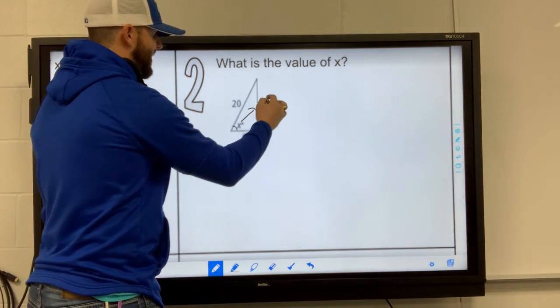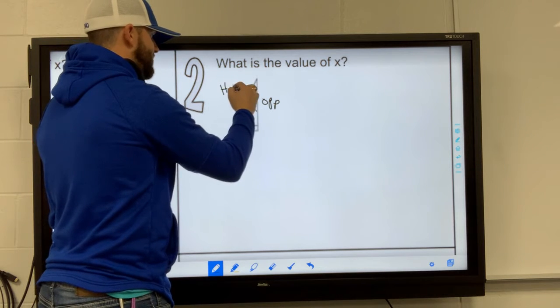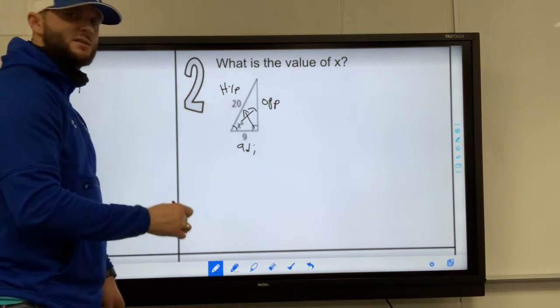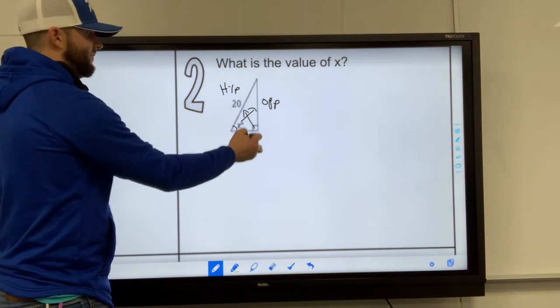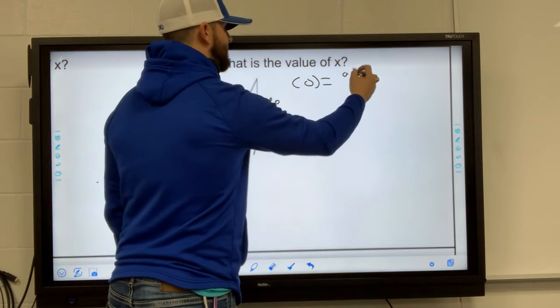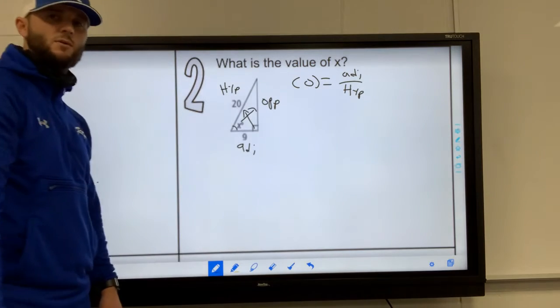So opposite of x is your opposite side. Opposite of the 90 is your hypotenuse. And then obviously the side that I did not label is my adjacent side. So with this being said, I have my adjacent side. I have my hypotenuse. Well, I know cosine is going to be adjacent over hypotenuse. So I'm going to be using the cosine.